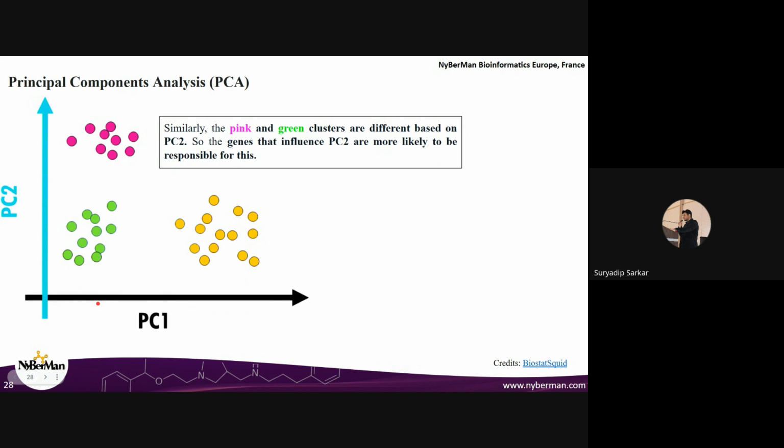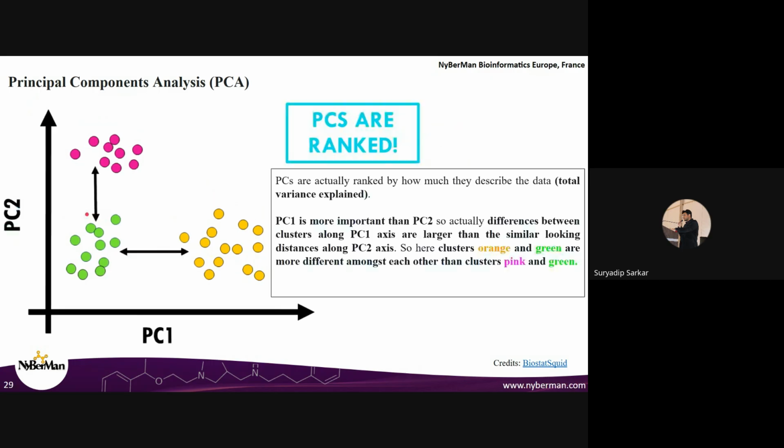So with respect to the genes which have very high loadings or very high influence on PC1, pink and green are not so different. But pink and green are different with respect to the genes which have very high loading on PC2, because that is where their difference lies. Their difference lies across PC2. Okay.